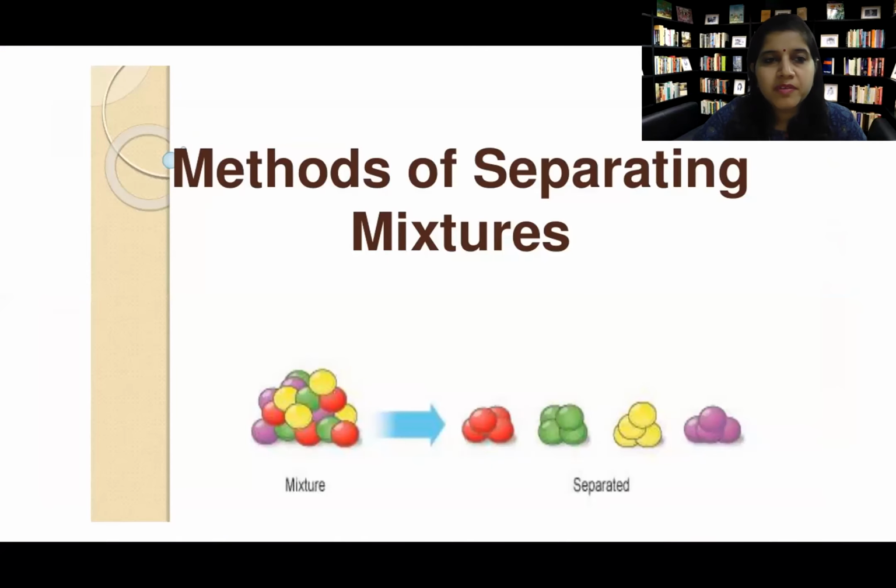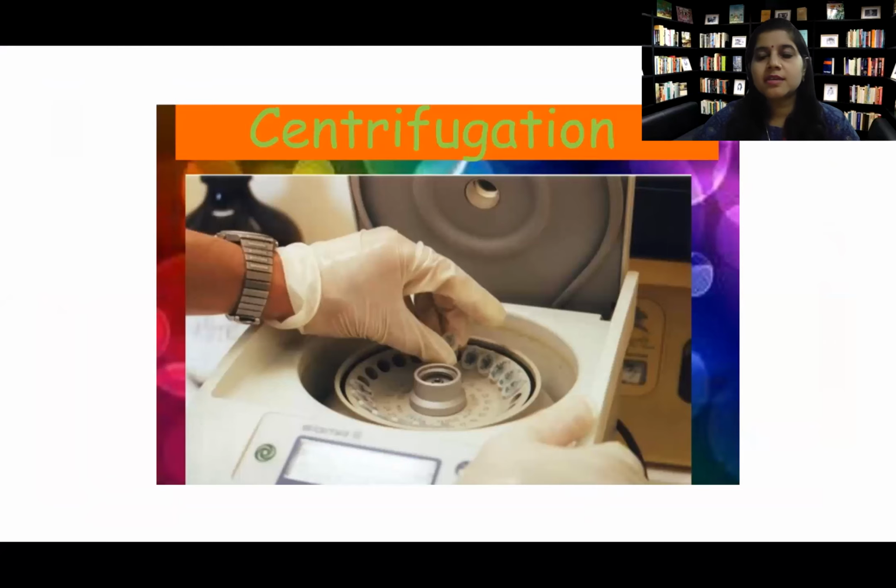So in the previous session we had started methods of separating mixtures. Let's continue with the methods of separating mixtures. The third method is centrifugation. We had discussed evaporation and separation of a mixture by separating funnel. The third one is centrifugation.